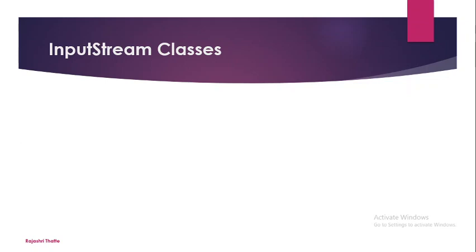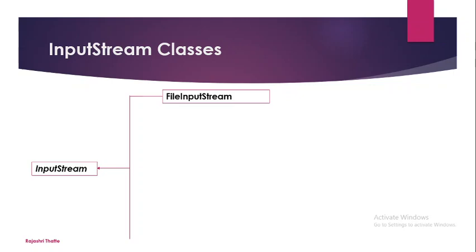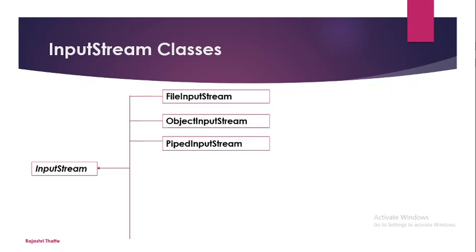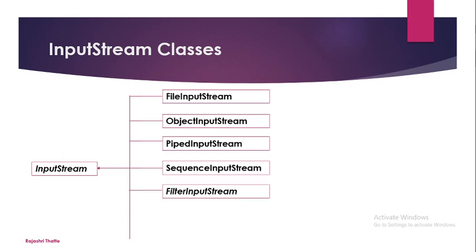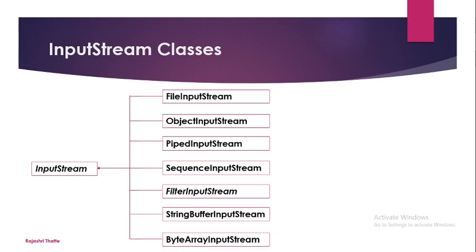First we will see the hierarchy for InputStream classes. The topmost class, the root class for the InputStream hierarchy, will be InputStream. This is our abstract class. From this root class, several classes are derived like FileInputStream, ObjectInputStream, PipedInputStream, SequenceInputStream, FilterInputStream, StringBufferInputStream, ByteArrayInputStream. All these are classes which are used as input streams. That means these classes are used to read data from an input stream.